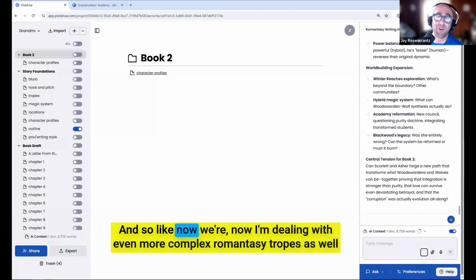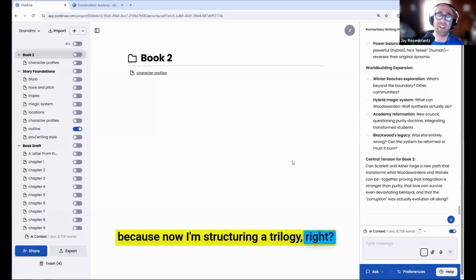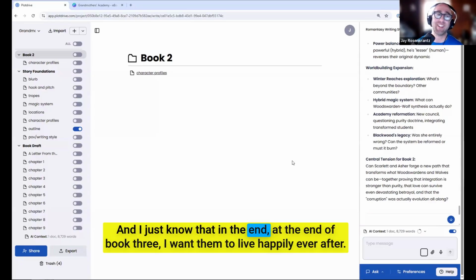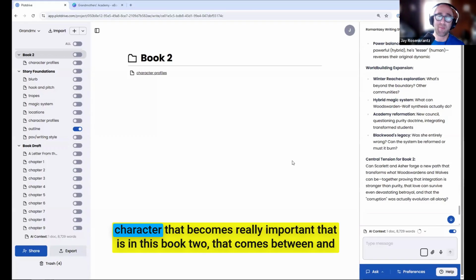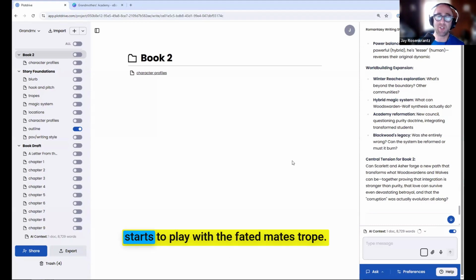Now I'm dealing with even more complex romantasy tropes as well, because now I'm structuring a trilogy, right? I just know that at the end of book three, I want them to live happily ever after. But I also had this idea that there should be a love triangle, and a new character that becomes really important, that is in this book too, that comes between them and starts to play with the fated mates trope.